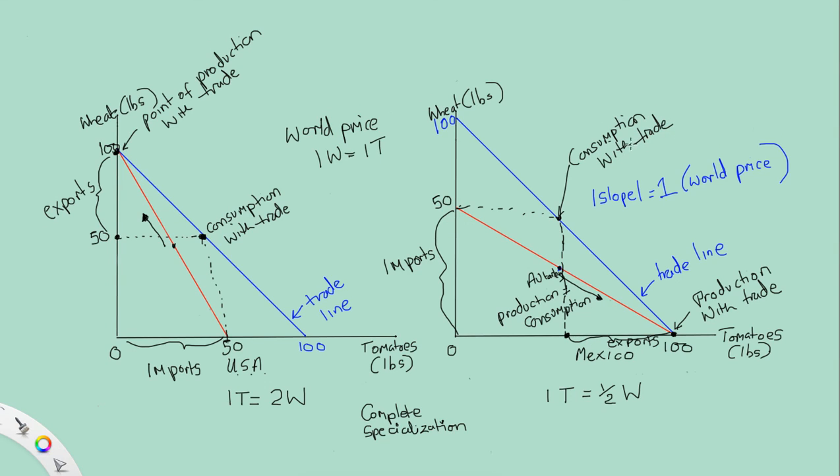So you get to consume at a point that is not feasible if you have to confine yourself to making everything for yourself. So this is really the classic proof of why trade is mutually beneficial, that it's not a mercantilist world where if one person gains, the other person loses. This is a world where everyone gains from trade.